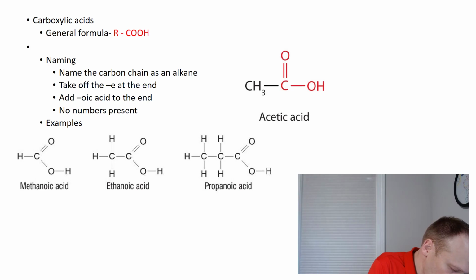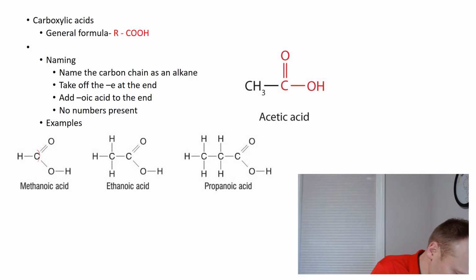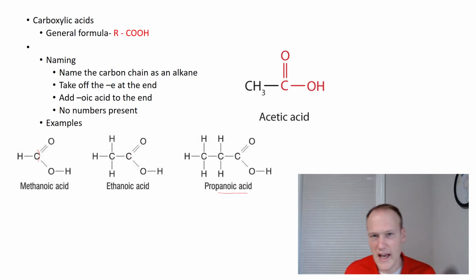So if you look here, you see that we have a carboxylic functional group and we only have 1 carbon. So this would be methane, and methane would become methanoic acid. Here's 2 carbons in the chain, so ethanoic acid, and here's a 3 carbon chain, so propanoic acid.